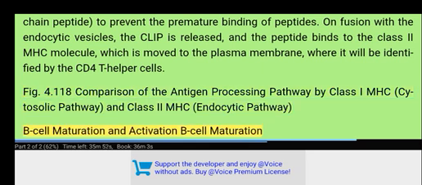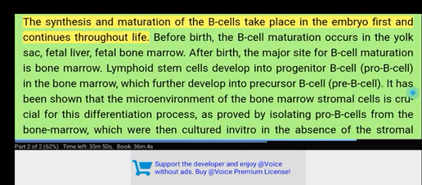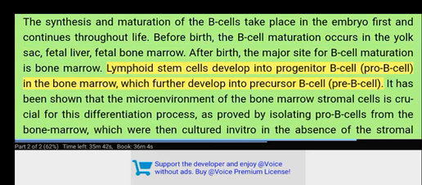B cell maturation and activation. B cell maturation. The synthesis and maturation of the B cells take place in the embryo first and continues throughout life. Before birth, the B cell maturation occurs in the yolk sac, fetal liver, and fetal bone marrow. After birth, the major site for B cell maturation is bone marrow. Lymphoid stem cells develop into progenitor B cell, pro B cell, in the bone marrow, which further develop into precursor B cell, pre B cell.